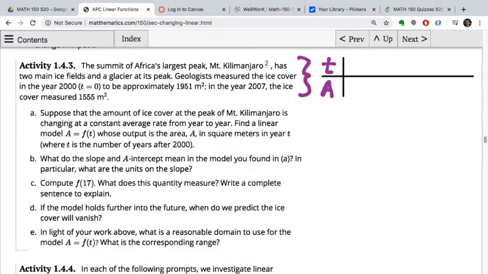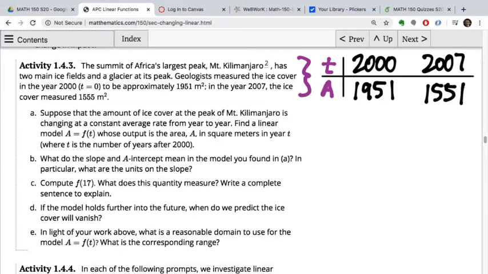Right? So first of all, my recommendation, anytime you're faced with a block of text like this and you need to extract mathematics from it, you know by now I like data tables for this. Right? So what 2 data points do we have in this table based on what you read in the paragraph? 2000, so the year 2000. And what was the area in 2000? 1951. And what's the other one? 2007. And the area there was 1,551. 55, sorry. My eyes are not what they used to be.